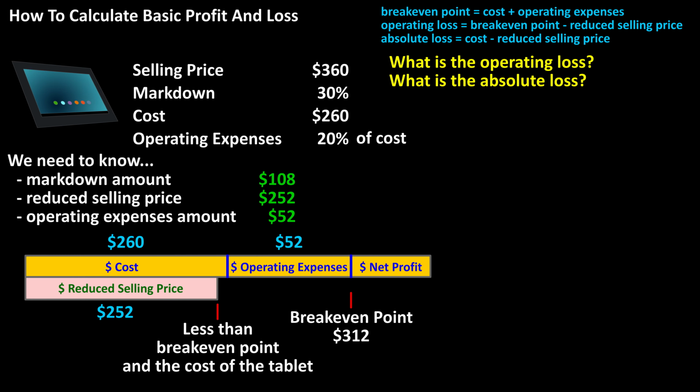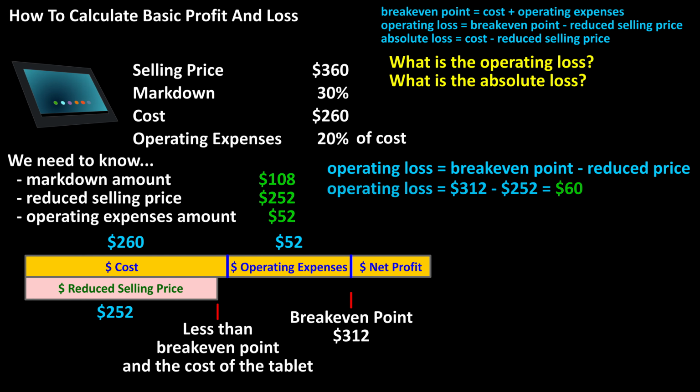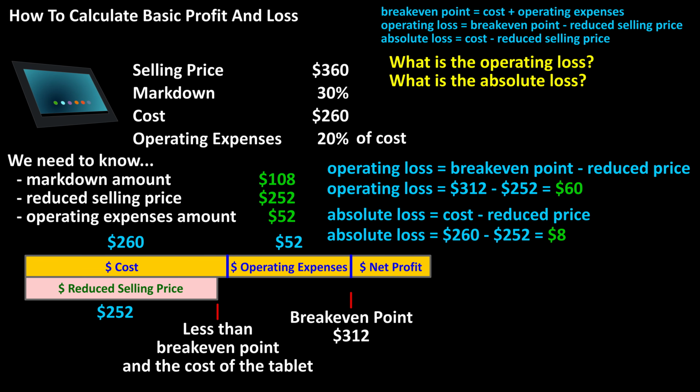cost of the tablet. The formula to calculate the operating loss is operating loss equals the break-even point minus the reduced selling price. So we have $312 minus $252, which equals $60 as the operating loss. And the formula to calculate the absolute loss is the cost minus the reduced selling price. So we have $260 minus $252, which equals $8 as the absolute loss. And that answers the questions.